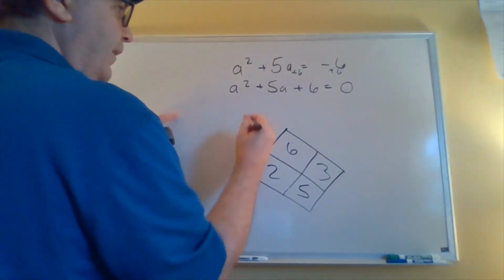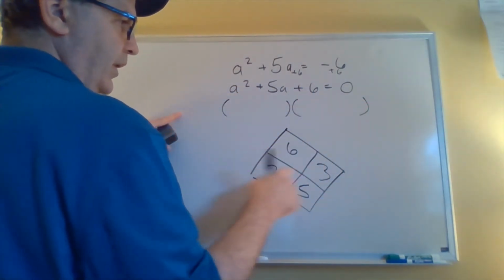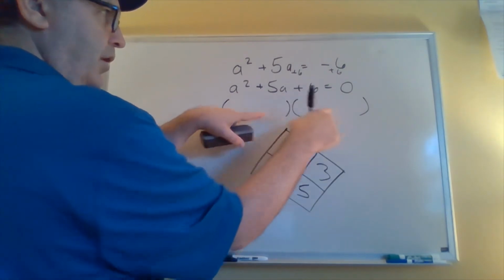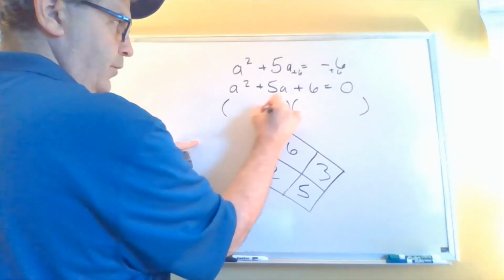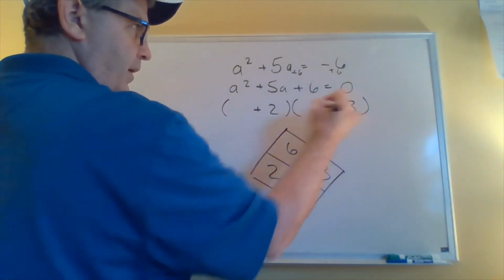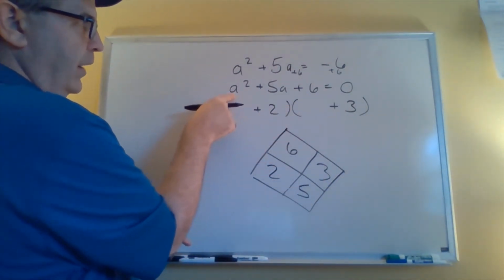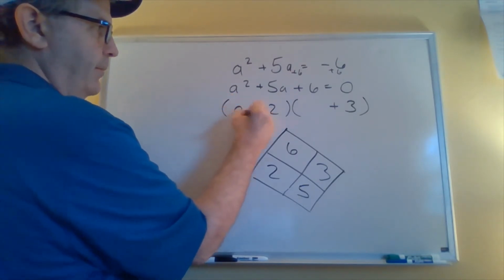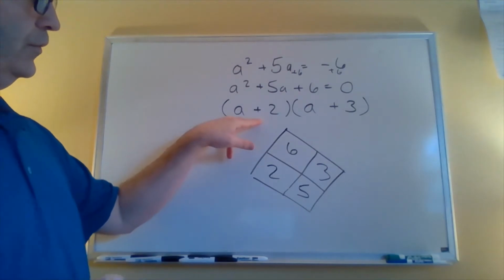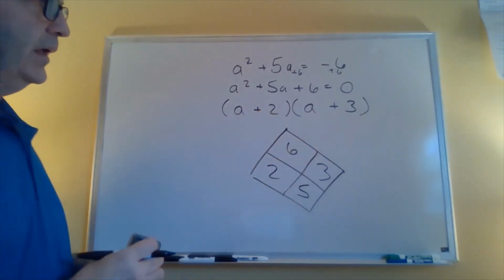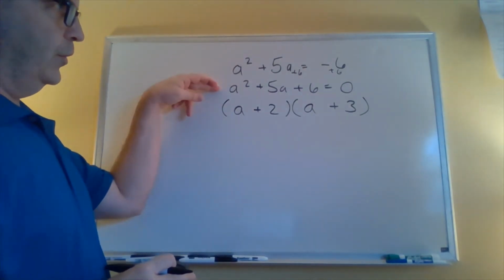And the reason why we want that is when we set up our factors with the parentheses, whatever numbers we found are going to be the numbers rounding off the parentheses here. So we're going to have +2 and +3. What goes in this spot? Whatever we were squaring here, and we were squaring a. So our variable goes there. So what we have is a plus 2 times a plus 3. That is our factored form of our trinomial here.